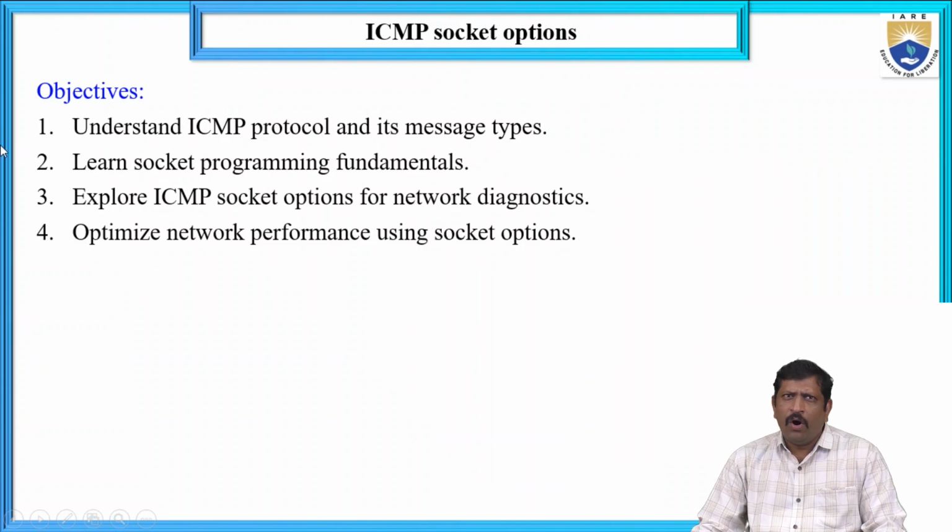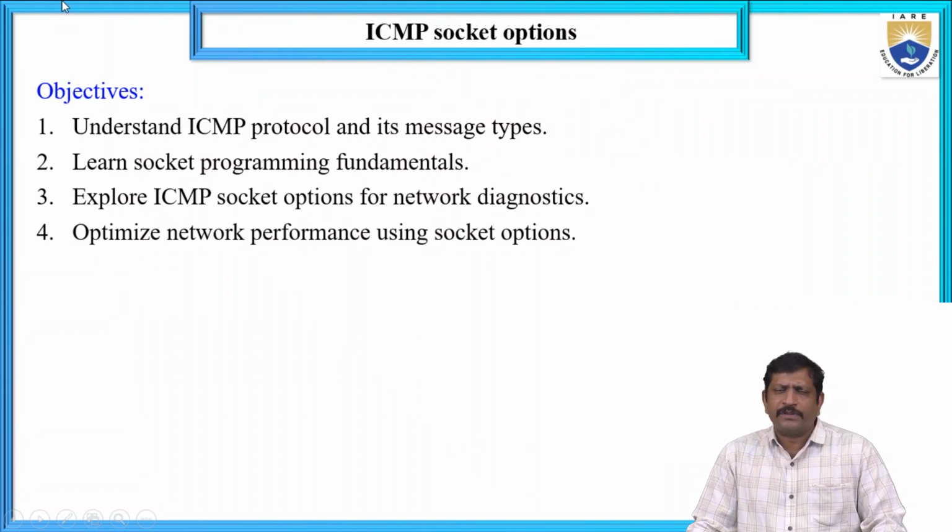Next, the objectives of ICMP socket options. The first objective is understanding the ICMP protocol and its message types. Whatever messages we are transmitting are understood with the code number along with the message type. Then learn socket programming fundamentals, explore ICMP socket options for network diagnostics, and optimize network performance using socket options.